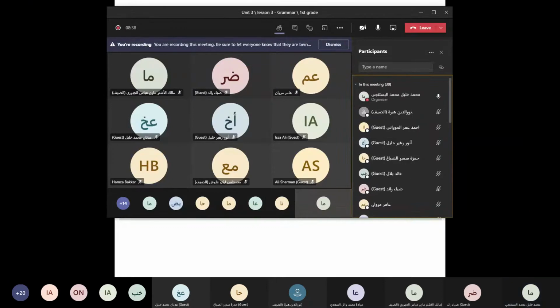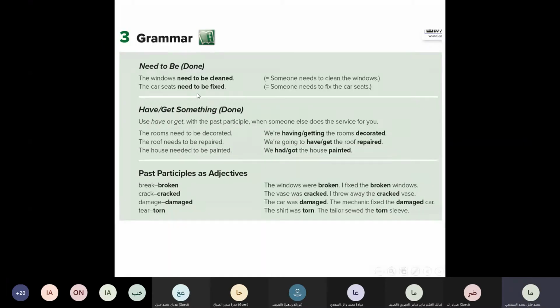Dia, read the second example, please. The car seats need to be fixed. Good. The car seats need to be fixed.